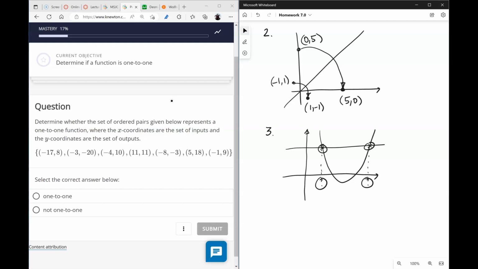When we're verifying whether a function given to us as a table is one-to-one, we're basically looking at the y outputs and making sure they're all unique. If they're not unique, then it's not one-to-one. So here I'm inspecting the y outputs: 8, -20, 10, 11, -3, 18, 9. It looks like they're all unique, so the function is one-to-one.